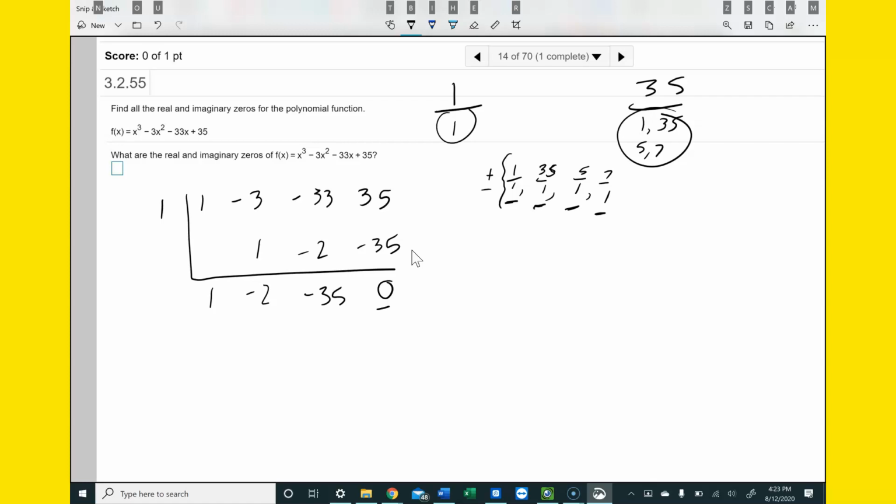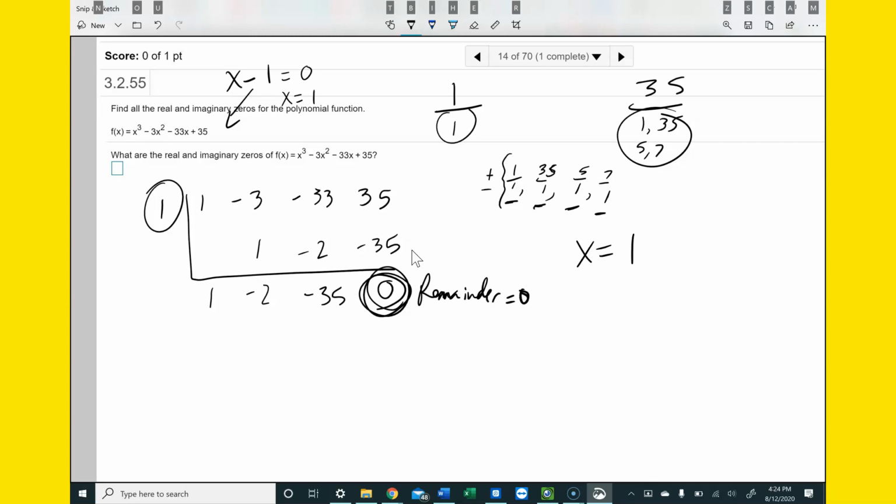How do we know it worked? Because we got a remainder of 0. When we get a remainder of 0, it means that the factor x minus 1 divided into that evenly, perfectly, with no remainder, which means x minus 1 is a factor of this polynomial. And so if I set that equal to 0, I get x equals 1 as one of my zeros. Okay, so if I'm solving this, one of my zeros is 1. I already know that already, but I'm not done.